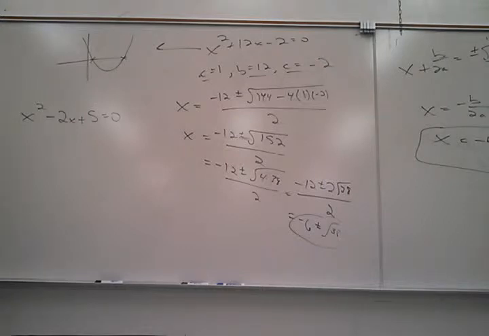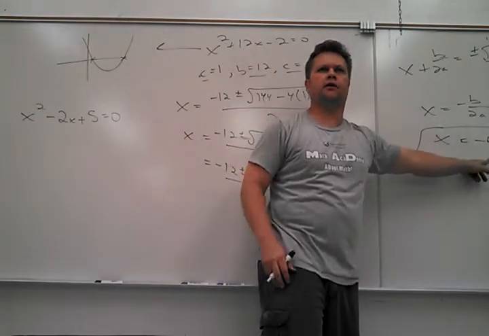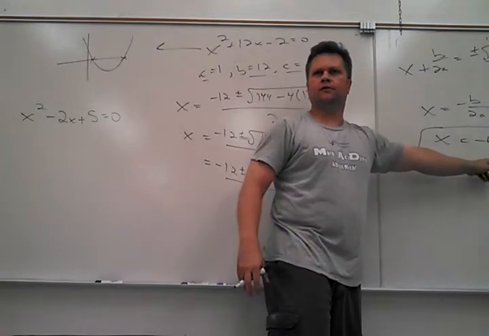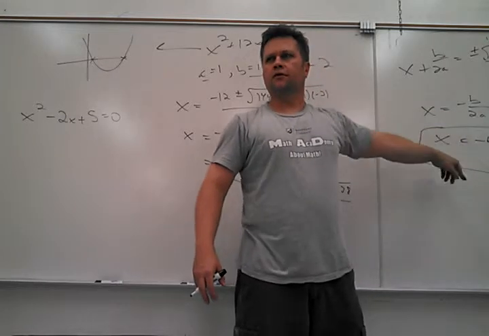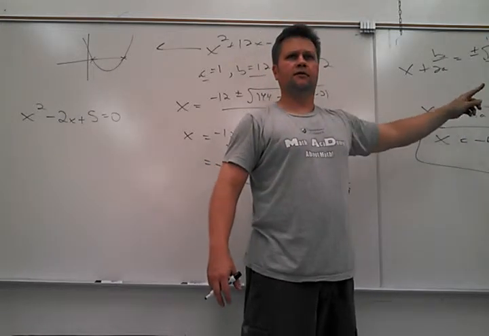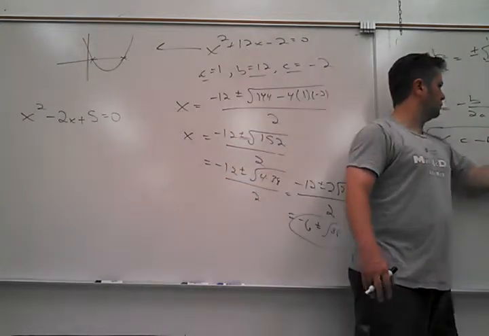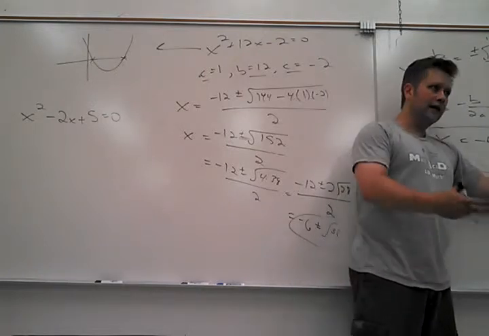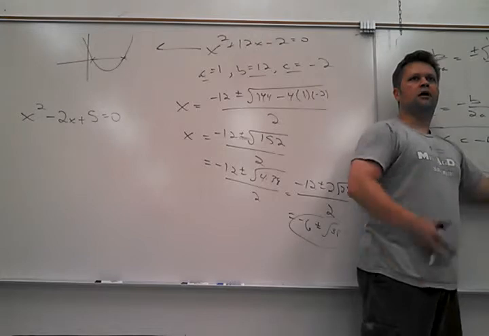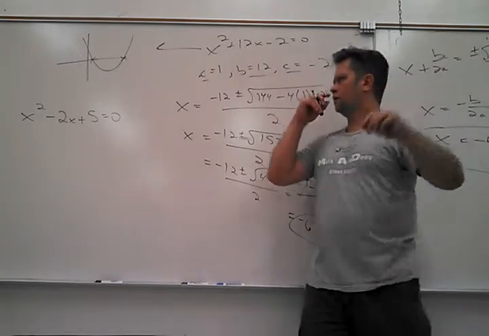What would make the solution to this complex? How did I create that equation knowing it's going to be something with i in it? What part of this would bring me complex answers? What is a complex number? The square root of a negative number. So what's the only part in here? The square root. So if b squared minus 4ac is negative, I'm going to get complex answers. That means my parabola is never going to hit the x-axis. That's kind of neat, right?